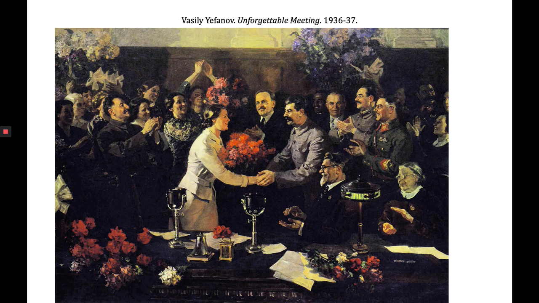Here's another one where we do see him surrounded by people. It's a little bit different. The unforgettable meeting, where this woman gets to be lucky enough to meet with Stalin, and then she's surrounded by delegates. But again, he's represented in military uniform, constantly busy, kind of immersed in his politics and government and ruling. But then he does take time out for the commoner every once in a while.